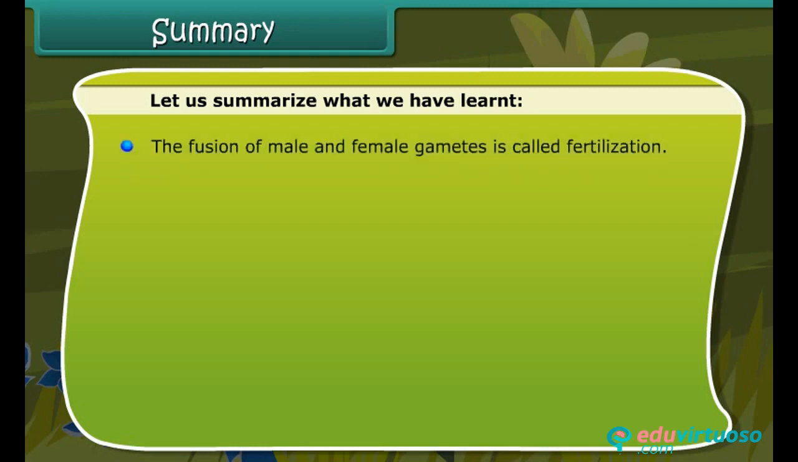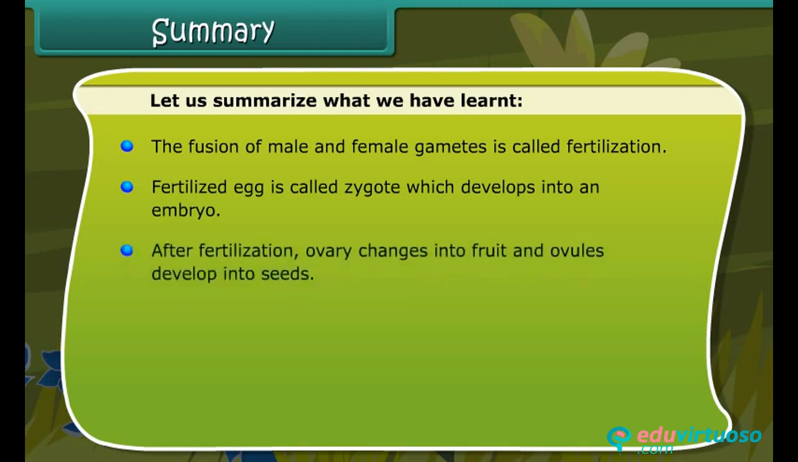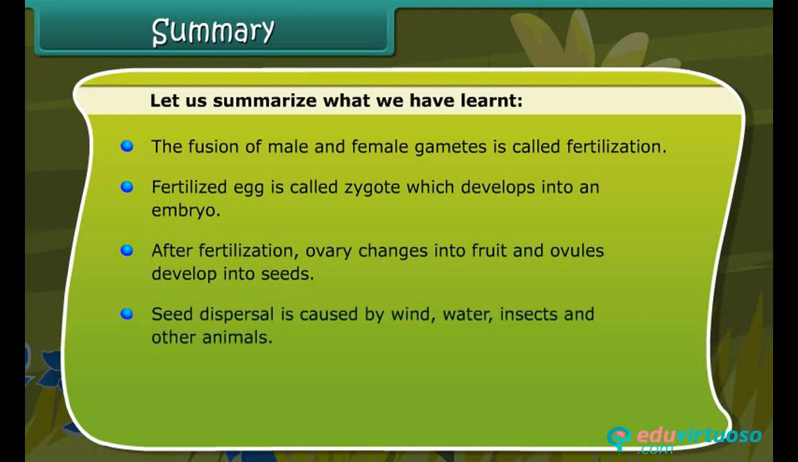The fusion of male and female gametes is called fertilization. Fertilized egg is called zygote, which develops into an embryo. After fertilization, ovary changes into fruit and ovules develop into seeds. Seed dispersal is caused by wind, water, insects, and other animals.